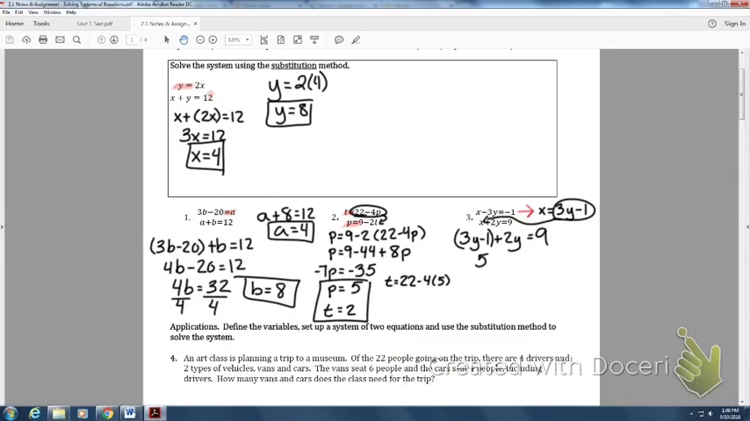These parentheses aren't doing anything on this one. You should have found that y equals 2.